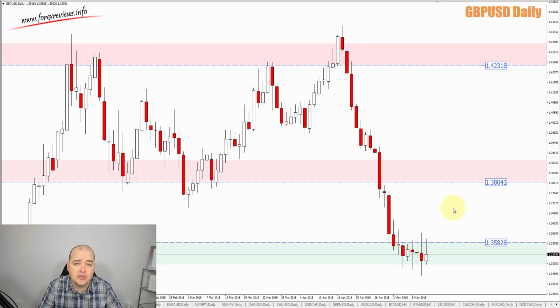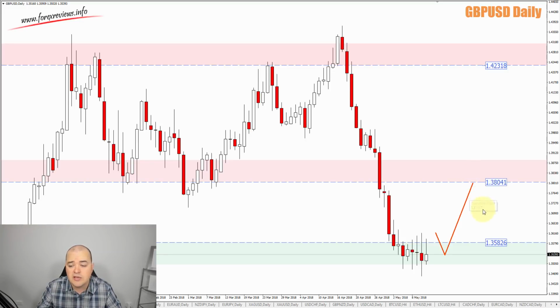Okay, next pair is GBPUSD, and I'm on the daily chart. Now my bias on GBPUSD is much the same as last week's review, and that is that where price action is testing, which is the 135.82 zone area, this is a great area on this market to look for a potential bullish opportunity in this area and a potential move to the upside. Potentially move all the way up to the 138 zone area.